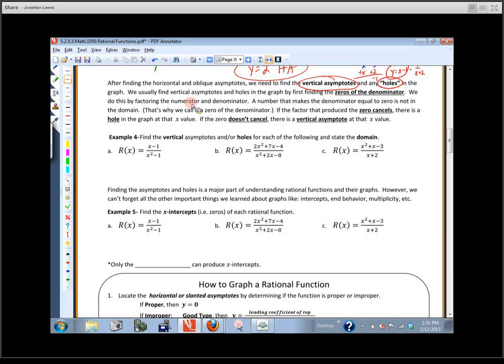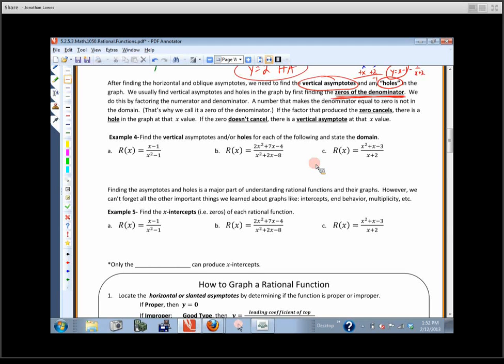Okay, now the way we find vertical asymptotes and holes is we find the zeros of the denominator. Okay, now I don't think on your paper that's highlighted, but I would highlight it. We want to find the zeros in the denominator. Now, think about that for just a second. Zeros in the denominator. Does that ring a bell with anybody? Yeah, that's a domain issue. That's a problem. We can't divide by 0. Okay, that's what's going to produce holes and vertical asymptotes.